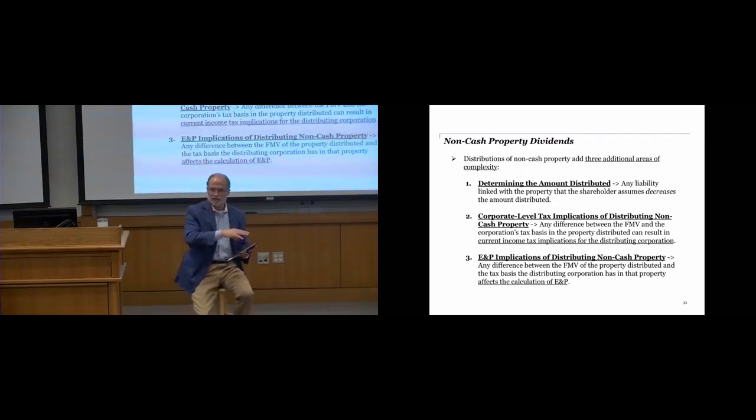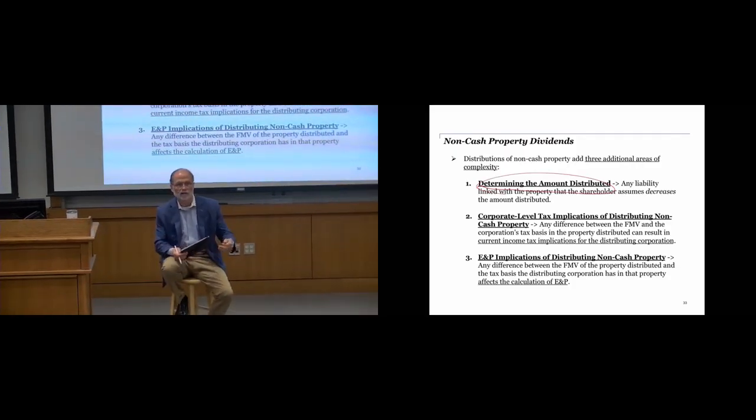This one I do have gain or loss in, because I'm dealing with non-cash property. So that's what adds the element here. First I have to determine the amount distributed. It's much easier to do with cash, so just know what it is. But any liability associated with the property that the shareholder assumed decreases the amount distributed, because I'm looking at net value.